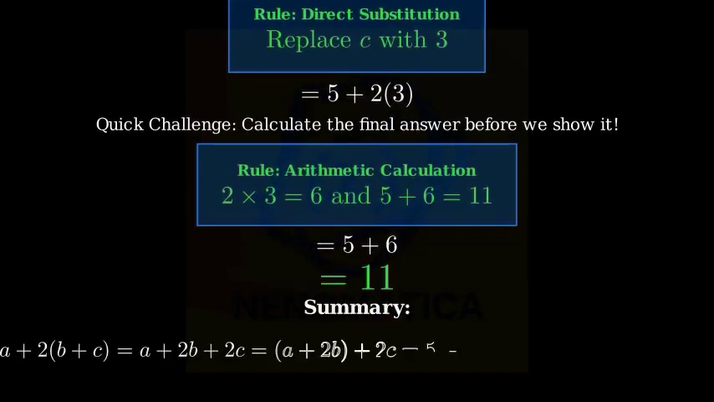To summarize the solution process, we first expanded the expression using the distributive property. Then we grouped terms to match our known information, and substituted the values of a plus 2b and c. After calculating, we found that the value of a plus 2 times the quantity b plus c equals 11.